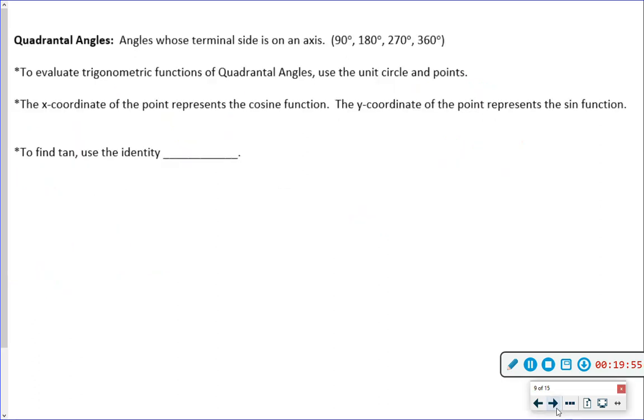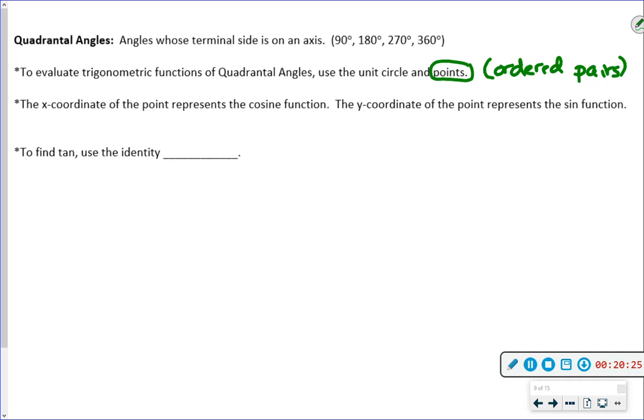Okay, did a lot. All right, so the last thing I'm going to show you as far as the evaluating, and I'm going to show you one more thing on those identities today and some calculator stuff, is we need to talk about the 90, 180, 270, 360. You can't make a triangle out of that. You can't do hypotenuse over whatever. You have to use the points. So, to do your quadrantal angles, unit circle and points. I'm talking ordered pairs here. You're like, what do you mean points?